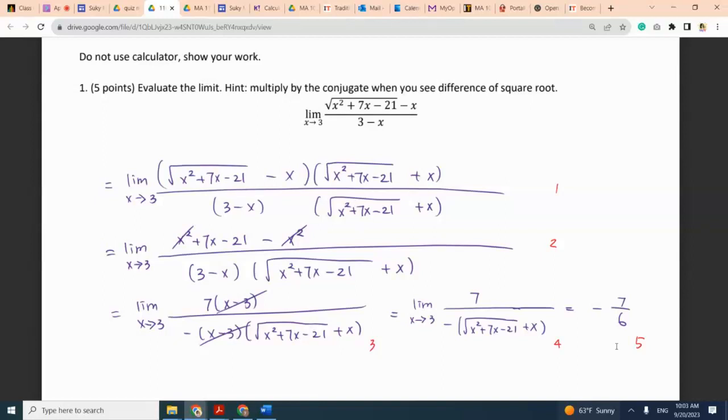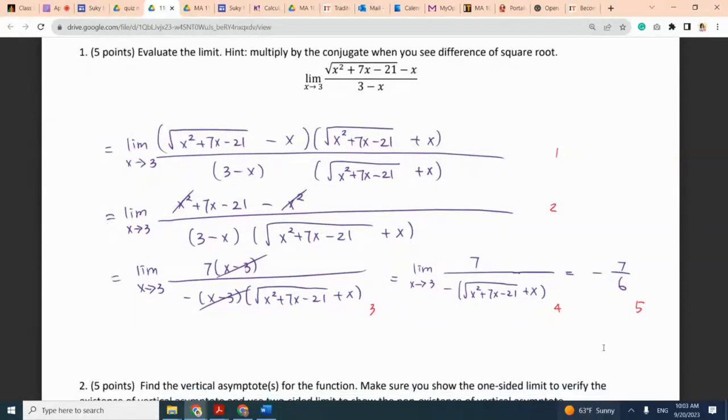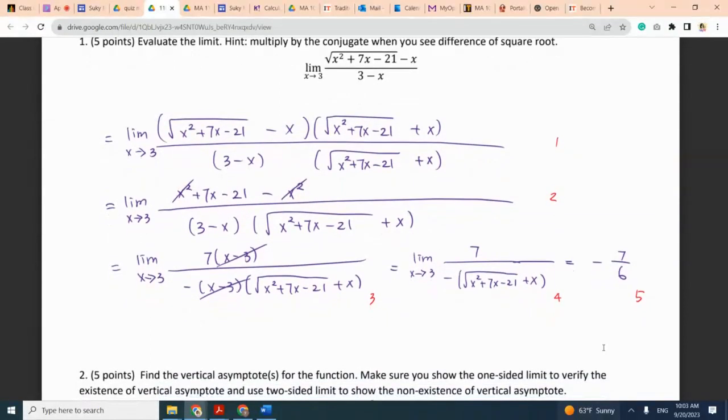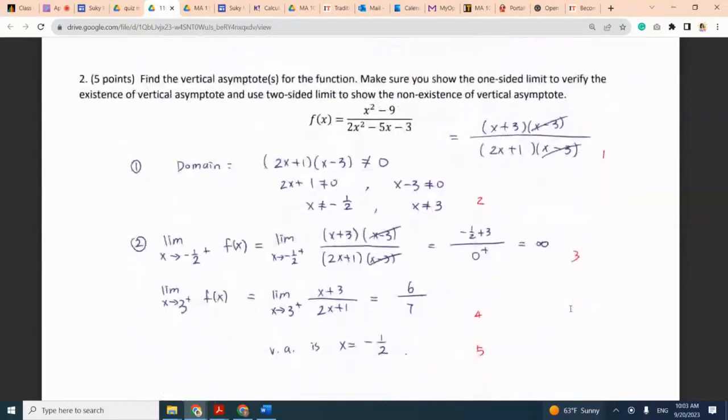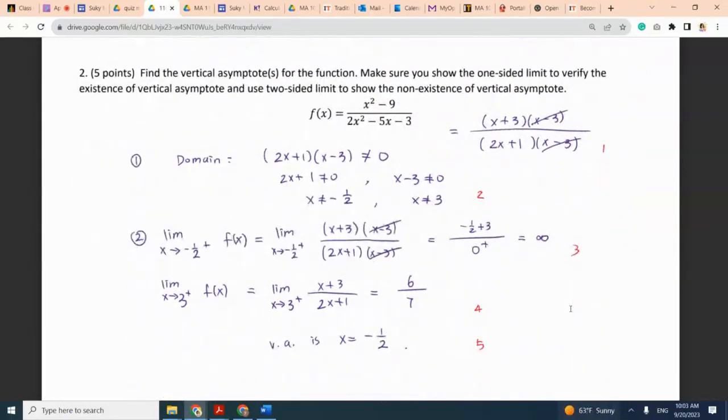If you have mistakes on your quiz, you can make corrections next to your solution on the quiz. So you know what mistake you made and what is the correct way to solve this problem. And in the exam, you will have some problems like this. So make sure you know how to do it. Then hopefully you can solve the problem in the exam.